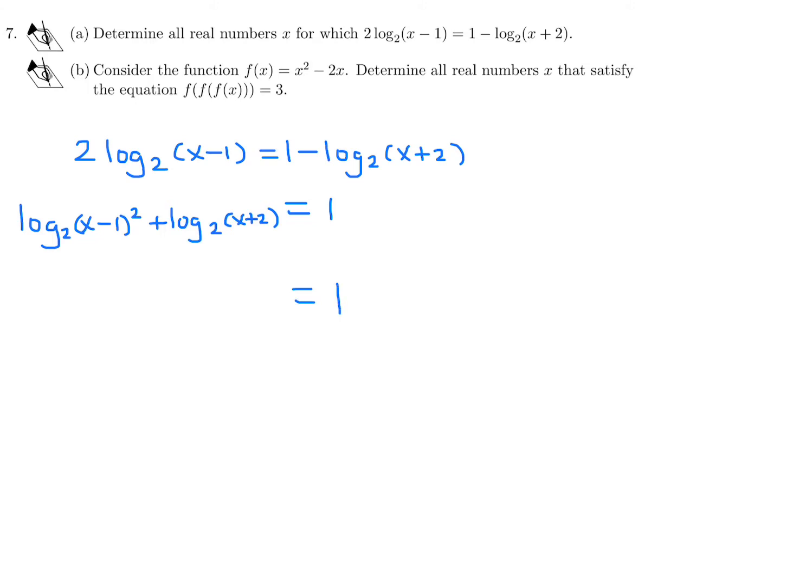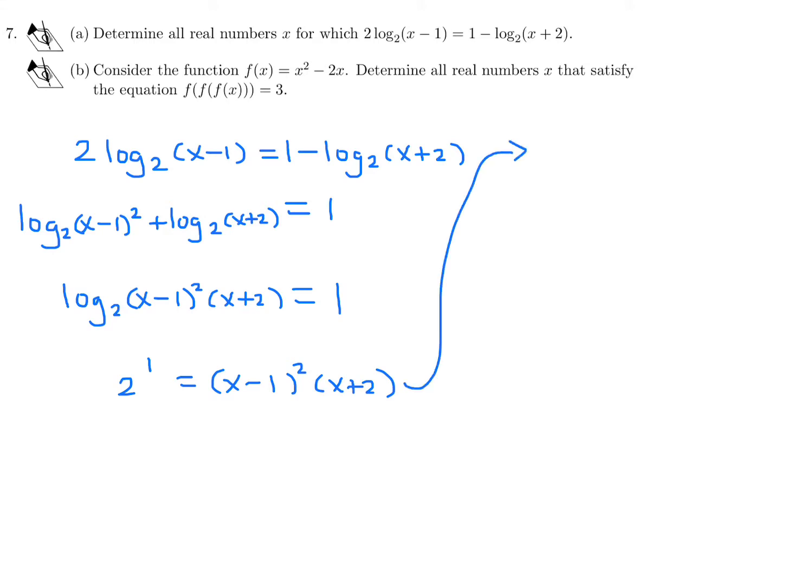Now you use another one of those log rules to combine these, and it becomes x minus 1 squared times x plus 2, and of course don't forget the base 2. Now 2 to the power of 1 is equal to x minus 1 squared times x plus 2, and then we are going to expand this out. So when I expand it, I get x squared minus 2x plus 1, and then we have an x plus 2 in there.